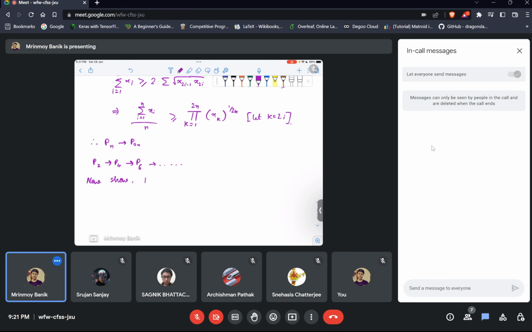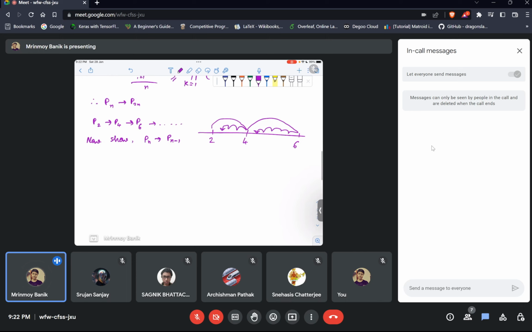Now show Pn also implies Pn minus 1. So it's like jumping by a step of 2 and then going back to fill up the gaps. This is a new kind of induction. The steps are the same, but yeah, this is called Cauchy's induction.